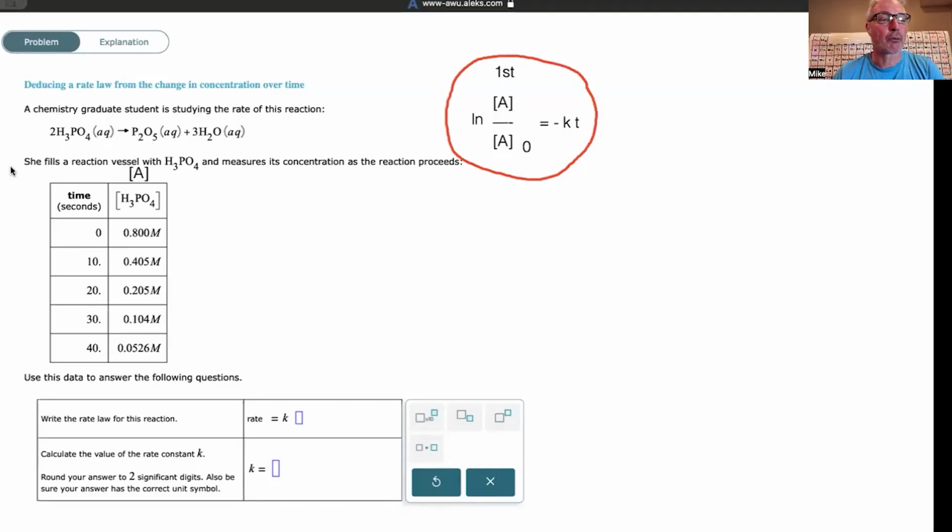What if it's not first order? That's certainly a possibility. Actually, I looked at the data. I think it's first order, but I'll tell you why in just a little bit. If it's second order, it goes a little something like this. It goes 1 over the concentration of A minus 1 over the concentration of A initial.